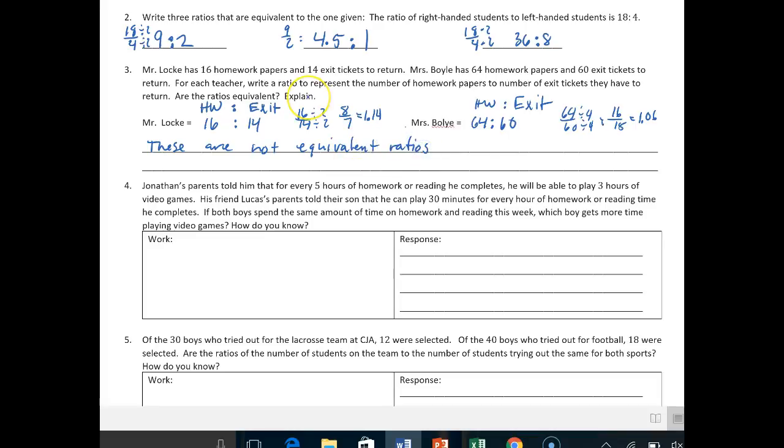And I know that for a couple of reasons. I know that because of the fractions. I know that because of the decimal answers I got. I can see that Mrs. Boyle has a lower ratio of homework to exit tickets to hand out, whereas Mr. Locke has a higher ratio of homework to exit tickets to hand out. And you can write something like that to finish up the lines.